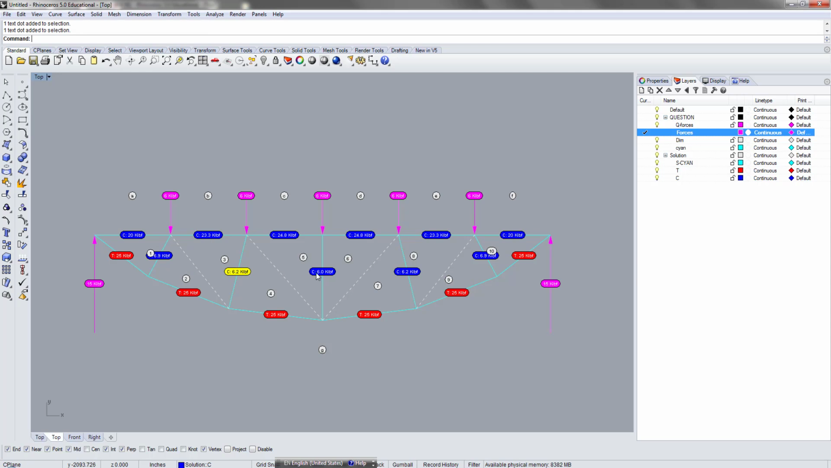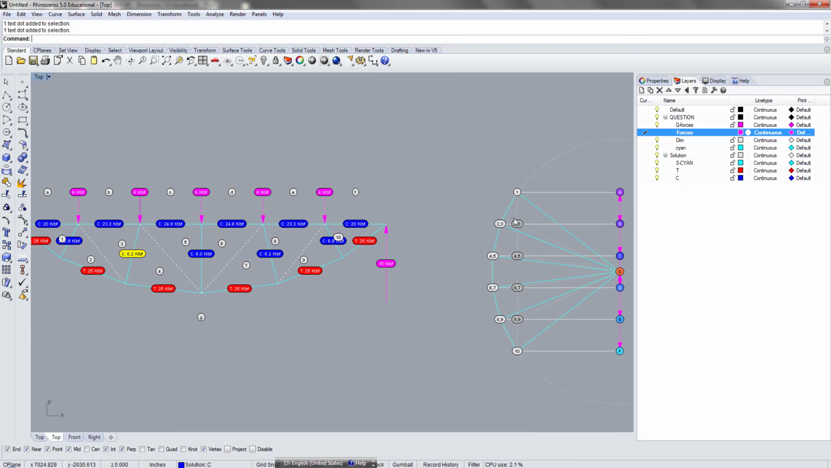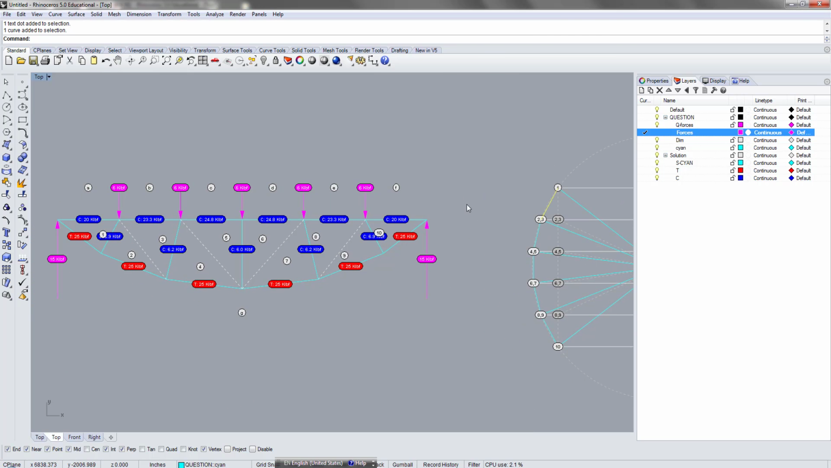And these magnitudes of forces you can get by measuring the lengths. So therefore that's 68591, so I wrote 6.9 pound. This is close to 6.2, and this is at 6, and so on and so forth.